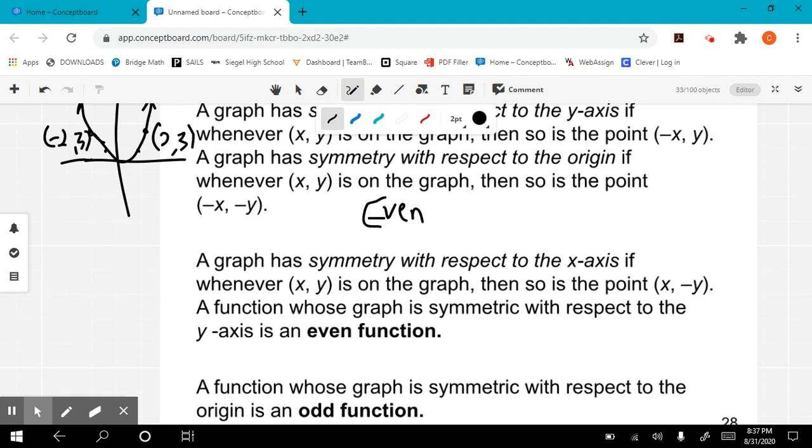And we're not talking about in respect to the x-axis. I'm not exactly sure where that's coming from there. So we're going to skip this right now. I don't really like what that says.